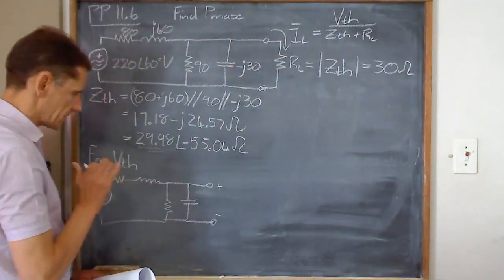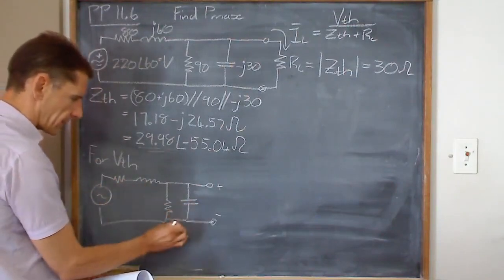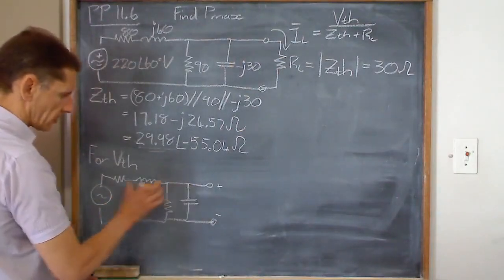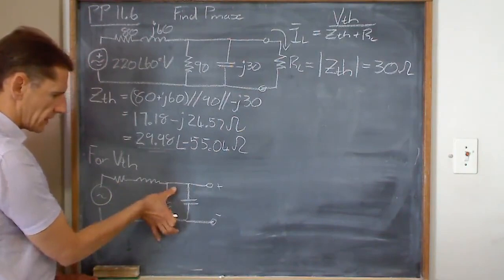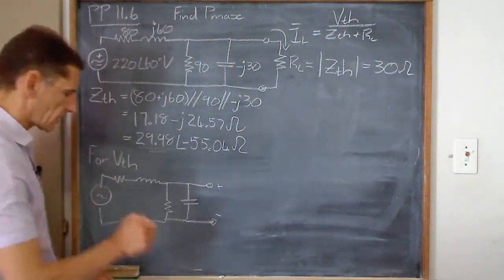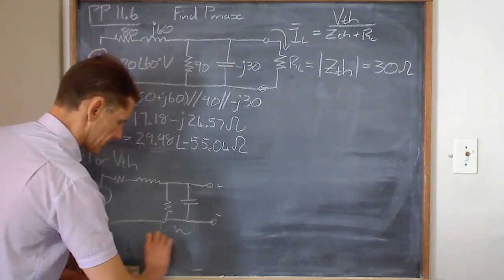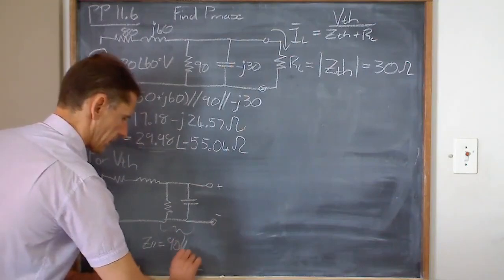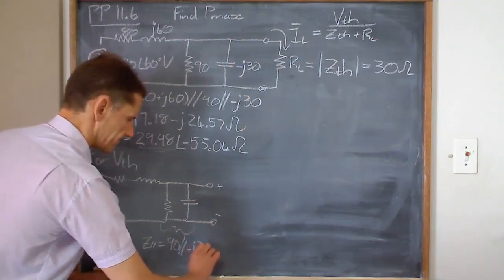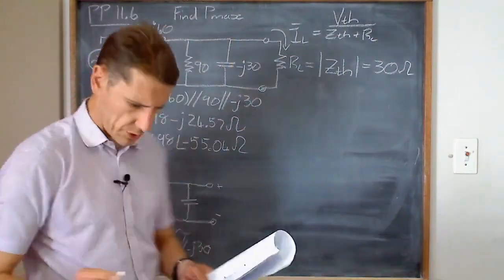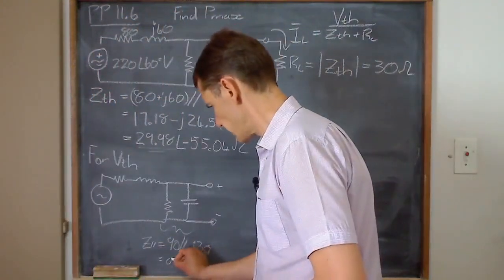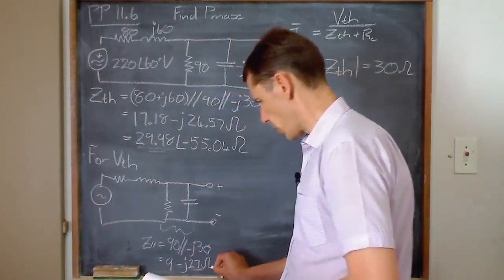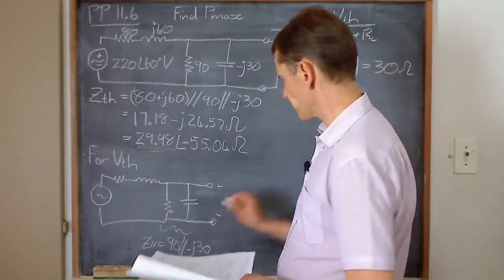And what my eye sees is this. If I can combine these two into one impedance, I hope that's what I did. Yes, I did. Then I've got an impedance in series with an impedance, which means I can do a voltage division. Okay, so let's go and do that. So let's call this Z parallel equals that 90 parallel with minus J, what was it, 30? And that gives you, oh, it's actually a nice value, 9 minus J27 ohms. Okay, so that's Z parallel.